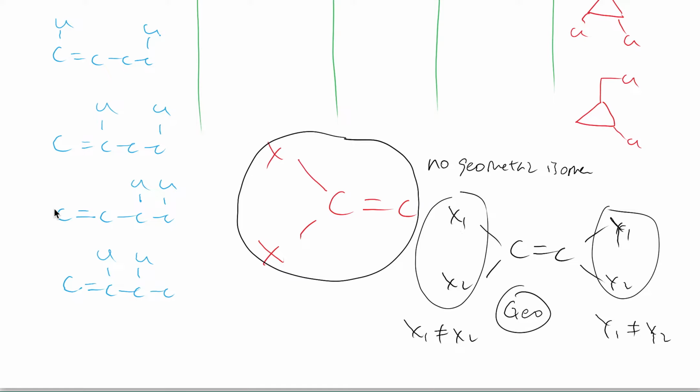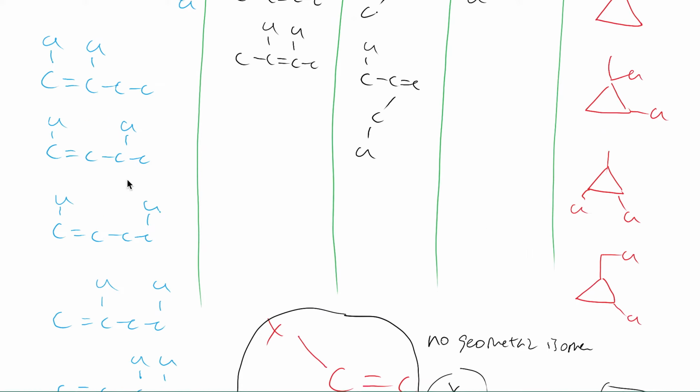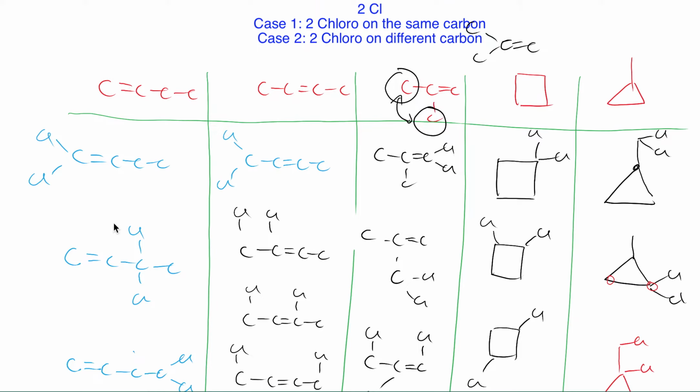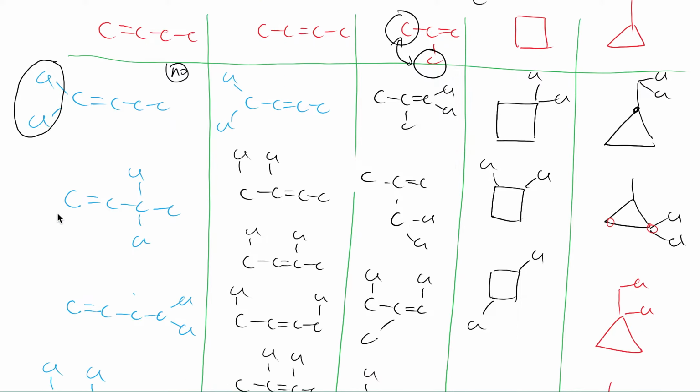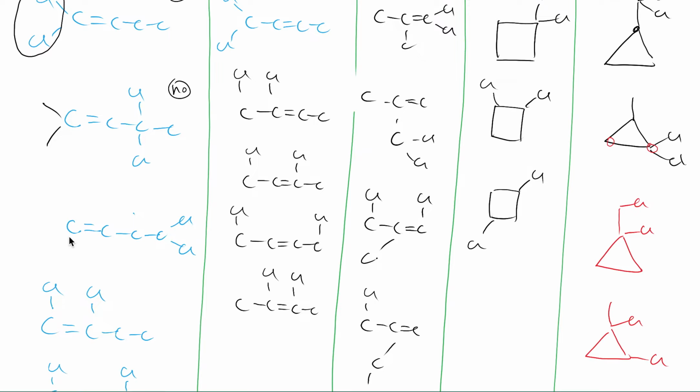So let's quickly go through the first 9 isomers. First of all, you see there's a symmetrical one, so on the same side of the double bond the two things are exactly the same. So this one has no geometric isomer. This one here, there are 2 hydrogens, so definitely no geometric isomer. This one also has 2 hydrogens, so definitely no geometric isomer.